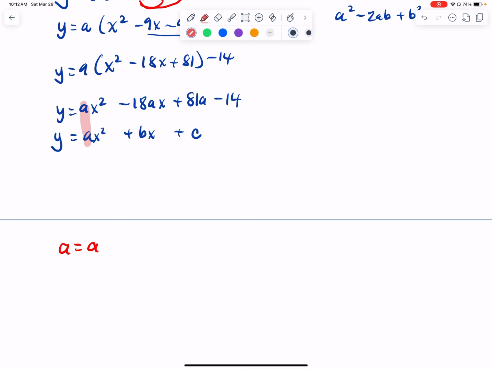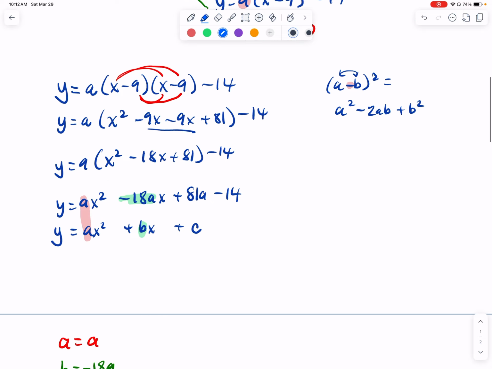Okay, what about, let's say, the b? Well, the b is the number that is supposed to be attached to the linear term, the x term, and for us, that's negative 18a. So our b is equal to negative 18a. And notice that both of these things, the a and the b, are in terms of a. That's very handy. The same thing is about to happen for the c.